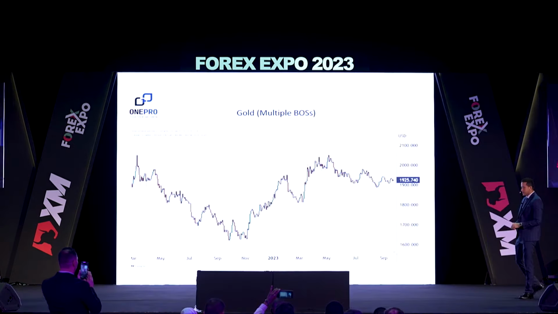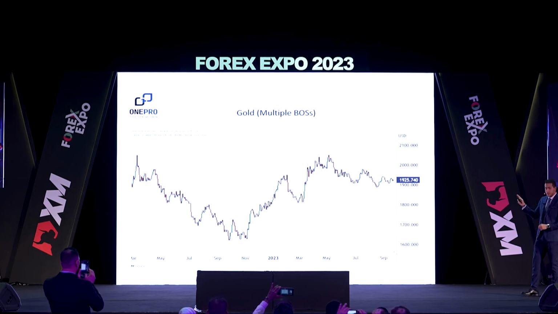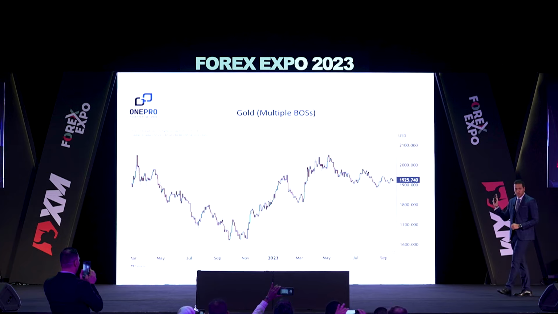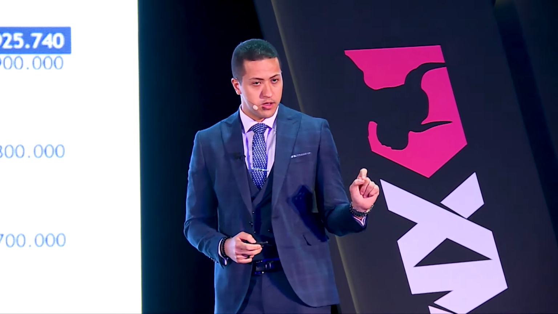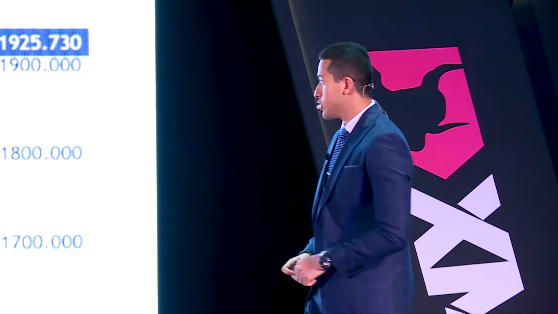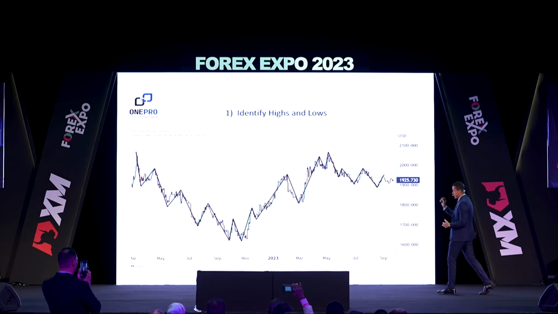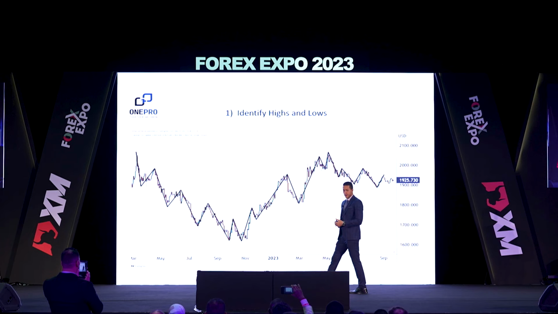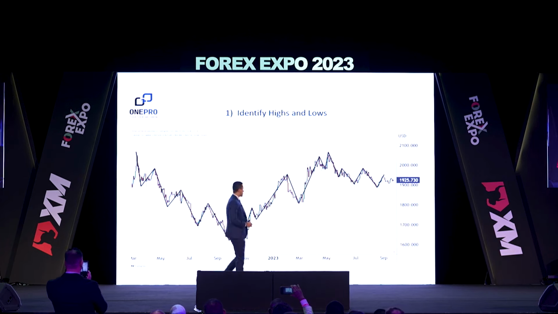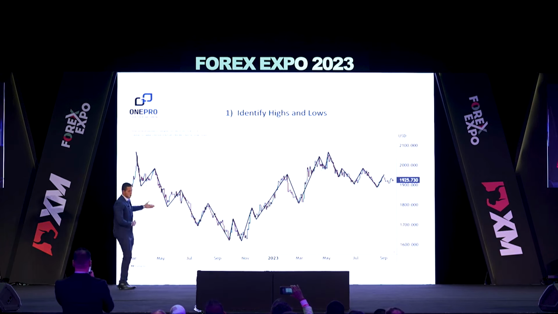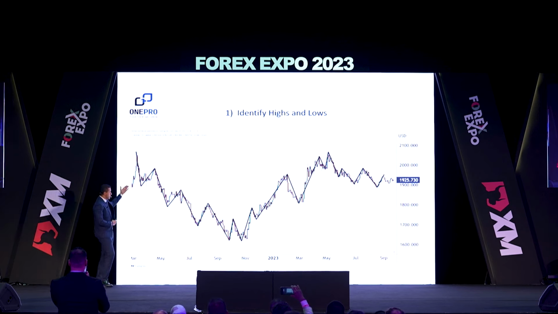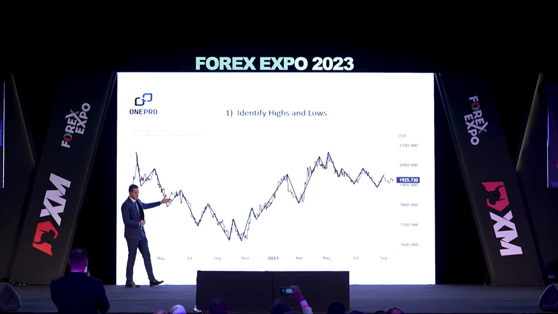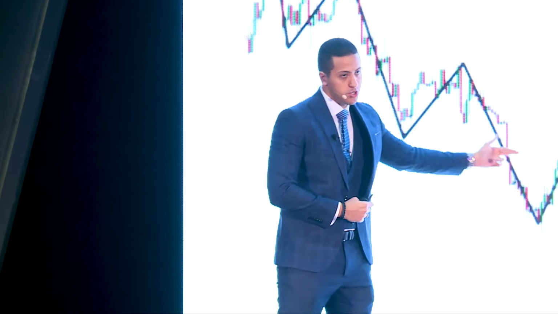Why? Because it is on gold. Here on this chart, we have multiple BOSs, which is multiple breaks of structure. What do we do? Number one, we identify highs and lows. That's what you get. Here I didn't actually name them as lower and higher. However, let's have a look real quick. Prices were going lower, a series of lower lows and lower highs. This is a bearish market structure.